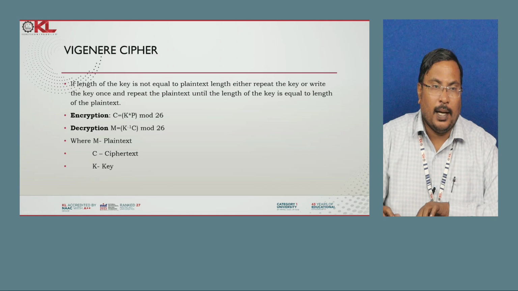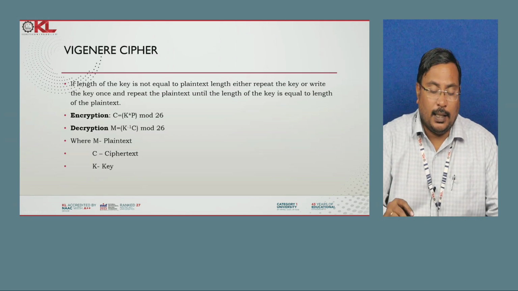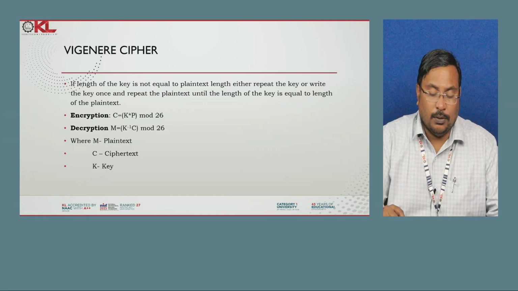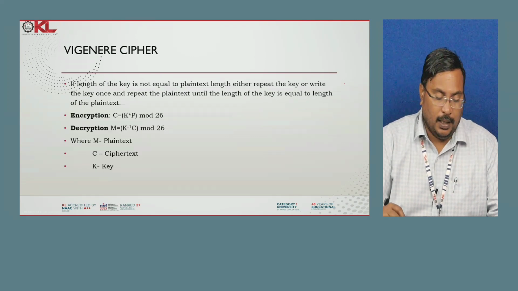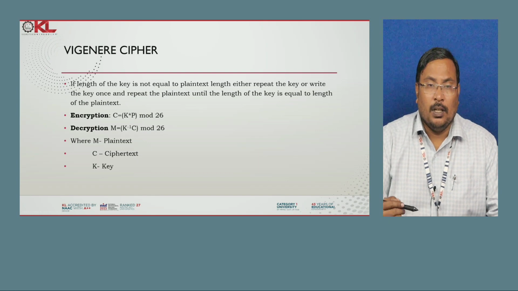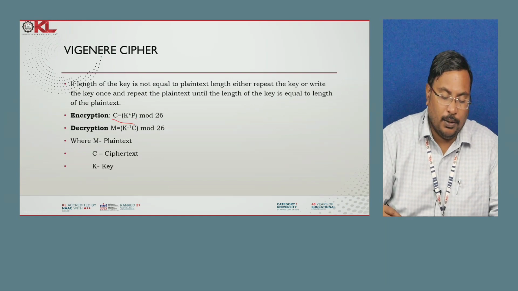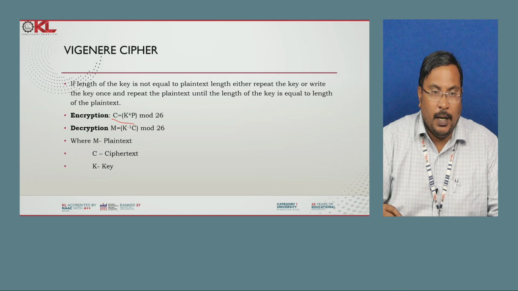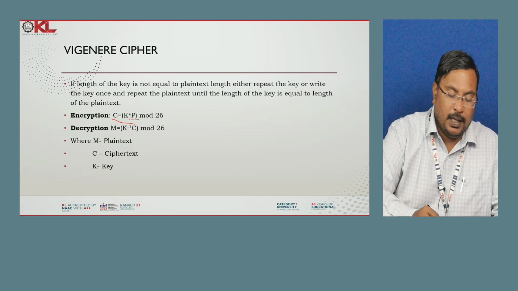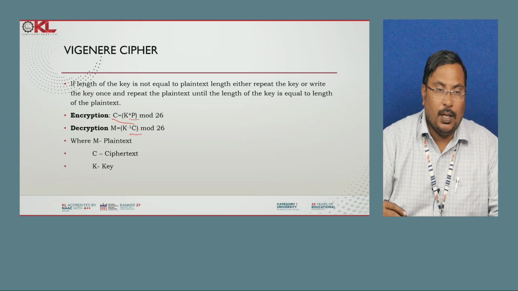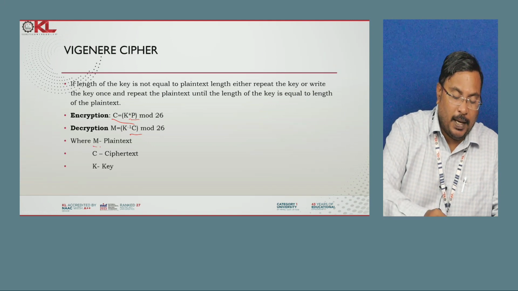So next we have Vernam ciphers. The key length is not equal to the plain text length, so we either repeat the key or write the key many times until we reach the plain text length. The ciphertext is C equal to K multiplied with P mod 26, and the message M equal to K inverse into C. Here P is plain text, C is the ciphertext, and M is nothing but plain text. Okay.